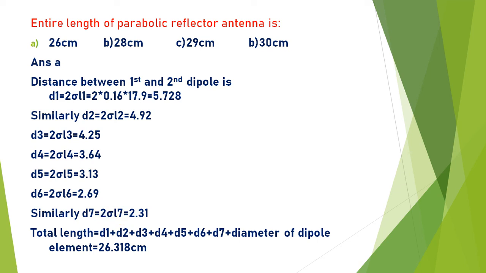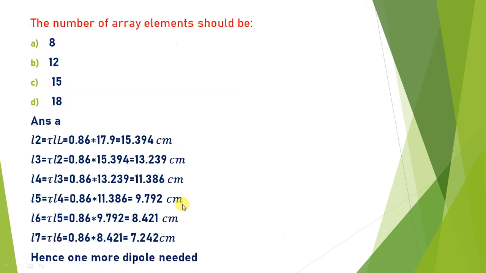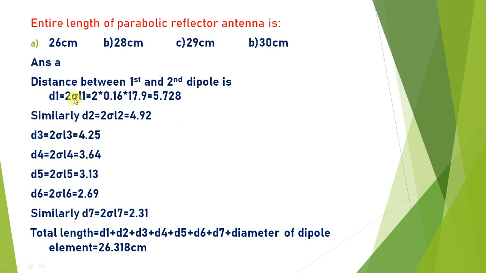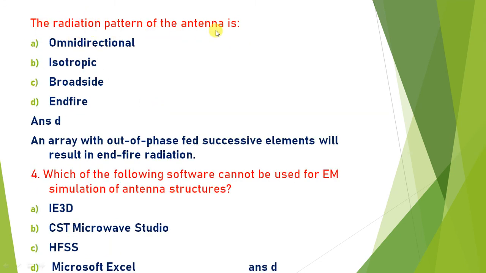Now what is the total array length? That is equal to the sum of D1 to D7 plus the diameter of the dipole. What is the diameter of the dipole? It is given as 0.1 centimeter. So add all of D1, D2 up to D7 plus 0.1, and that is equal to your final antenna length, which is 26.318. So the answer is A.